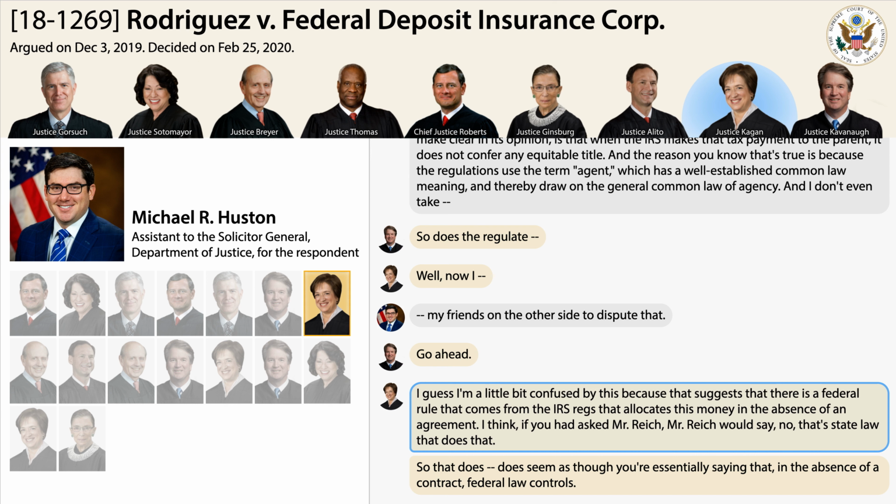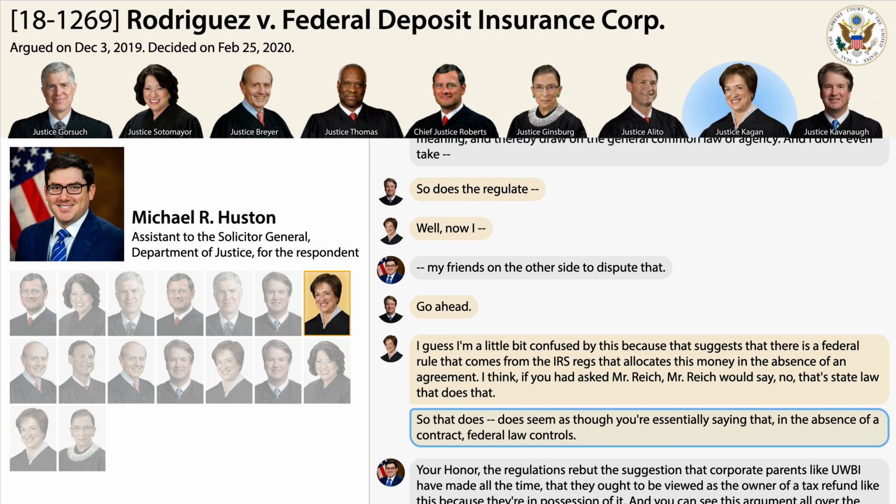I think if you would ask Mr. Reich, he would say, no, that's state law that does that. So that does seem as though you're essentially saying that in the absence of a contract, federal law controls.